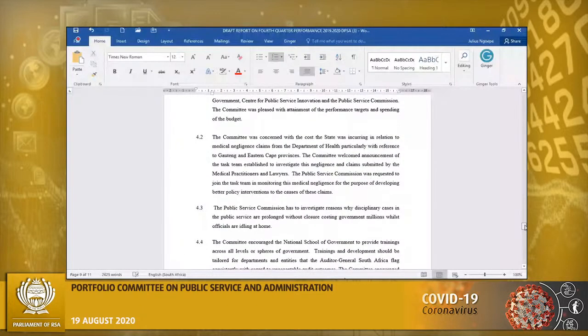The committee was concerned with the cost the state was incurring in relation to the medical negligence claims from the Department of Health, particularly with reference to Gauteng and Eastern Cape provinces. The committee welcomed the announcement of the task team against this negligence and claims submitted by the medical practitioners and lawyers. The Public Service Commission was requested to join the task team in monitoring this medical negligence for the purpose of developing a better policy intervention to the cause of these claims.